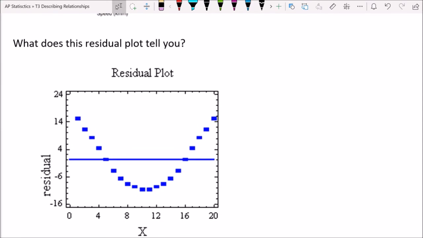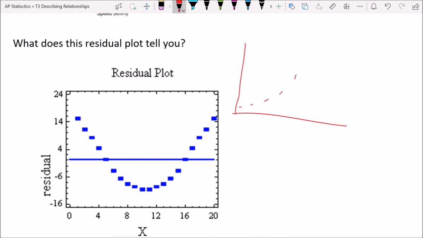Let's look at the next one. This is a residual plot, not a scatter plot. So the question is, what does this residual plot tell you about the data? Okay, well, look at that. There's a clear pattern here, isn't there? This means that the actual graph was not linear. It doesn't say anything about whether it had a positive or negative association. We have no idea. In fact, let me show you how I know that.